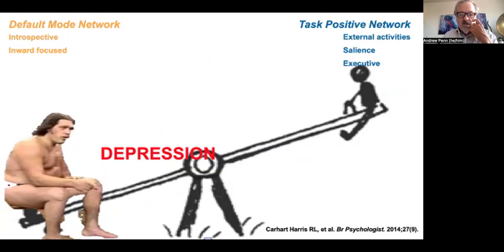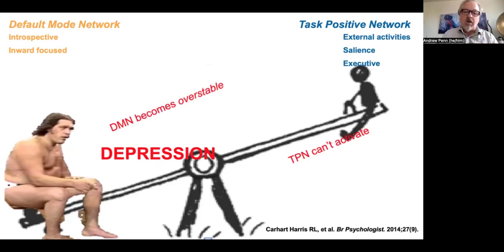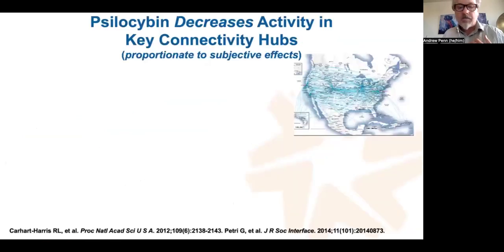So the reason why I've got Andre the Giant sitting on the seesaw here is it's like when you have depression, the big kid comes and sits on the end of the seesaw, because normally these things should go back and forth. When you're focusing on something outside, task positive is active. When you're going inward, default mode network is active. But when you have depression, you can't activate that task positive network because the default mode network becomes what they call overstable.